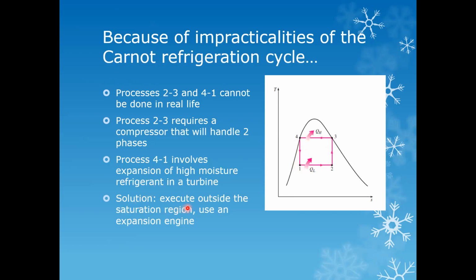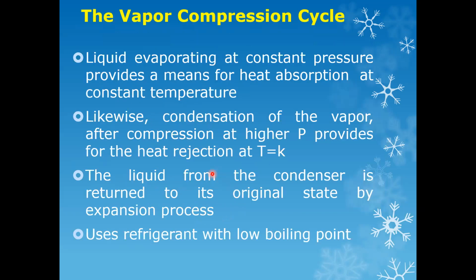Therefore, execute outside the saturated region, and instead of a turbine, use an expansion engine to avoid the erosion problems of the turbine. So this is the vapor compression cycle.